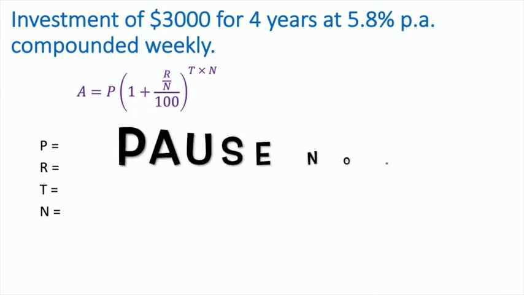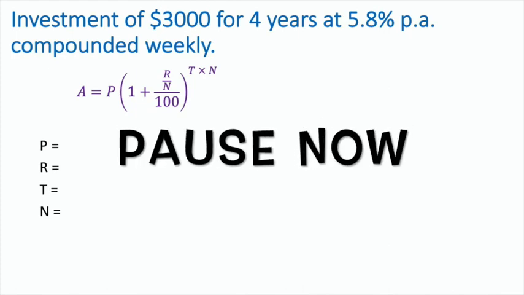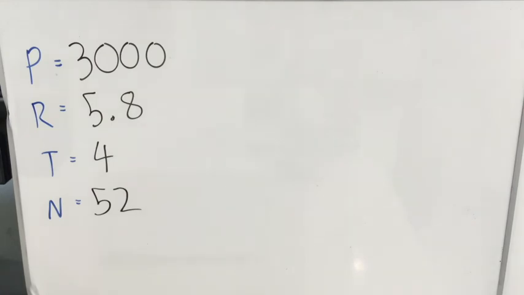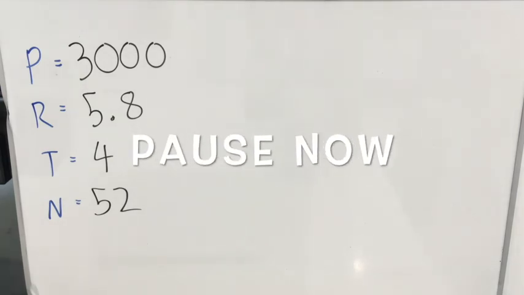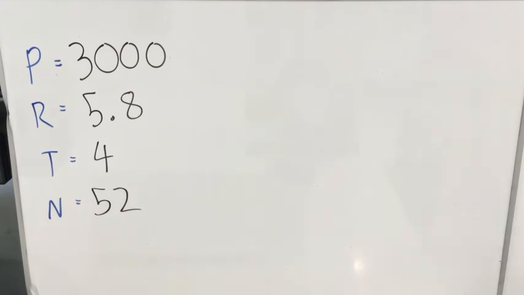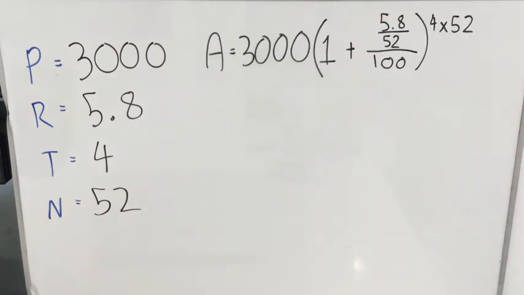Work out what P, R, T and N stand for, and I'll do the same. Here they are. Remember, don't worry about putting percent signs here. This time, N is 52, because the big clue in the question was compounded weekly. Weekly, if we look back to our little chart we made for how to work out what N is, weekly equals 52 because there's 52 weeks in a year. All right, now put those numbers into the formula. Here it is. We've put the 52 where the N should go. The rest I think you're getting a hang of it by now.